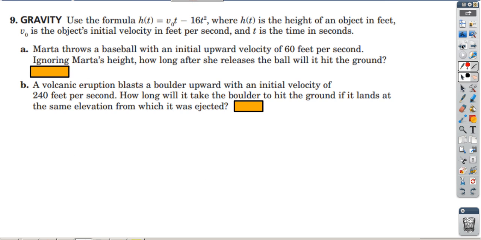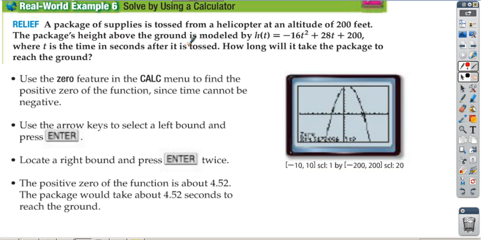Alright, the last problem that I want to show is this problem right here. It's a word problem. It says a package of supplies is tossed from a helicopter at an altitude of 200 feet. So that's where that 200 comes from in that equation. The package's height is modeled by this. H stands for height. T stands for the time that something's been flying through the air, where T is the time in seconds. And the question is, how long will it take the package to reach the ground?